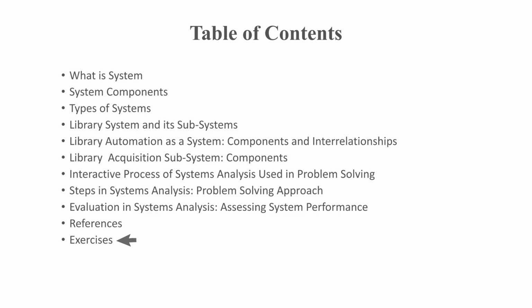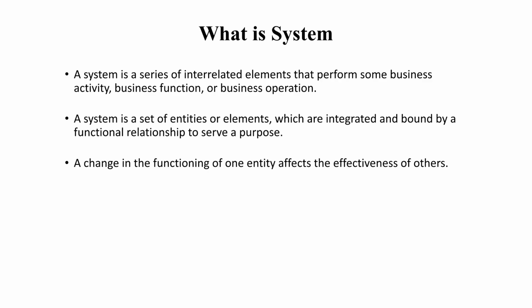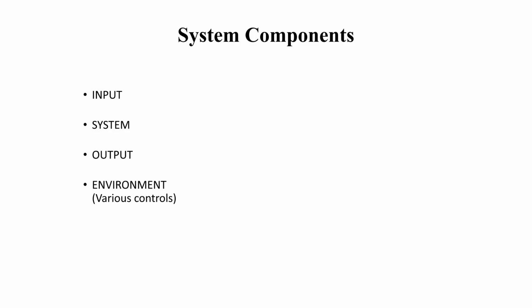As I have already discussed, a system is a set of entities or elements which are integrated and bound by a functional relationship to serve a common purpose. Therefore, a change in the functioning of one entity affects the effectiveness of the whole system. Now, what are the different components of a system? Input, the system, output and its environment. There may be many variables depending on which the system will function.